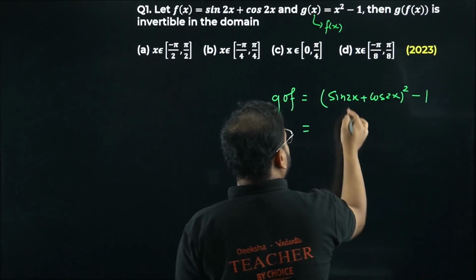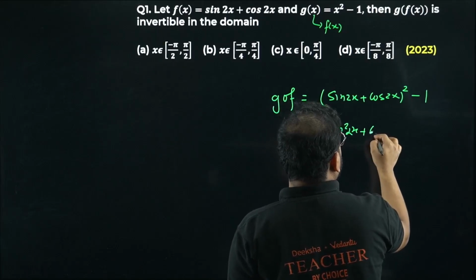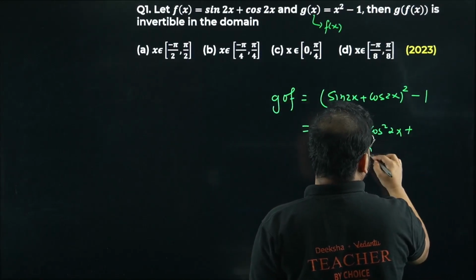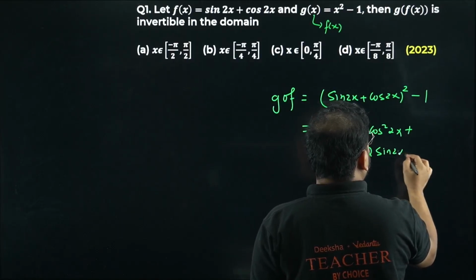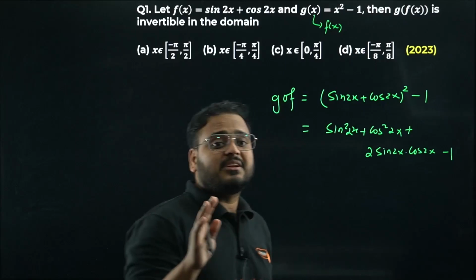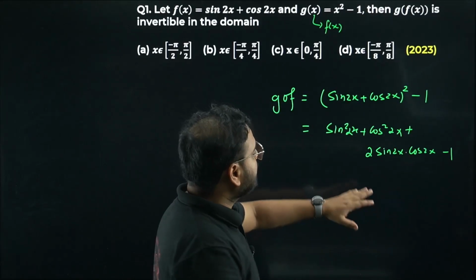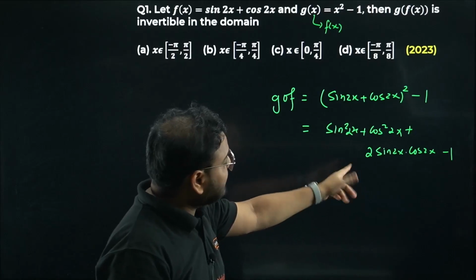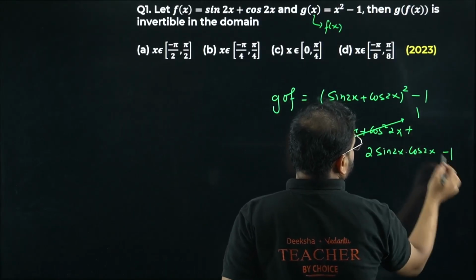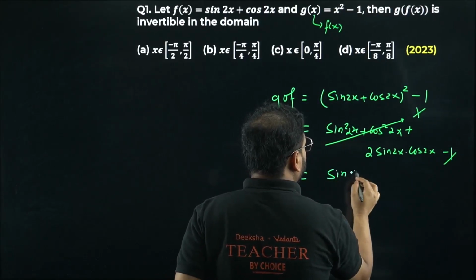So I have over here sine square 2x of course plus cos square 2x plus we have 2 sine 2x cos 2x minus 1. Again, this question doesn't need this much of answering the problem. You can just look at the question, you can see the answer is going to be sine 4x. Please check. This is going to be 1. This 1 will cancel with this one. So I'm having here sine 4x.